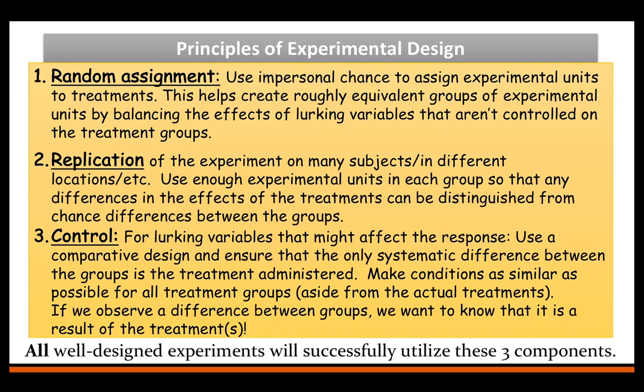So that's what we measure with. One group we know is going to stay pretty steady. The other group, I don't know how they're going to be. So we need to measure them based off of that. So to account for lurking variables that might affect the response, use a comparative design with a control group. One of them has to be a control group, and ensure that the only systematic difference between the groups is the treatment administered. Make conditions as similar as possible for all treatment groups, aside from the actual treatments.